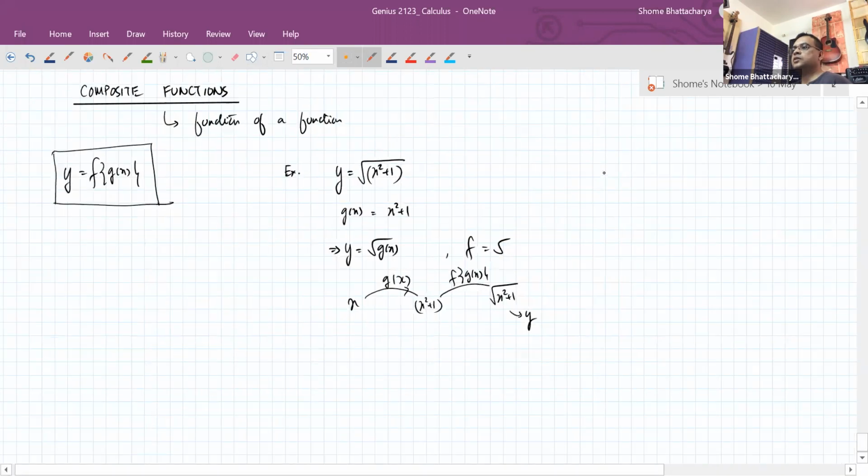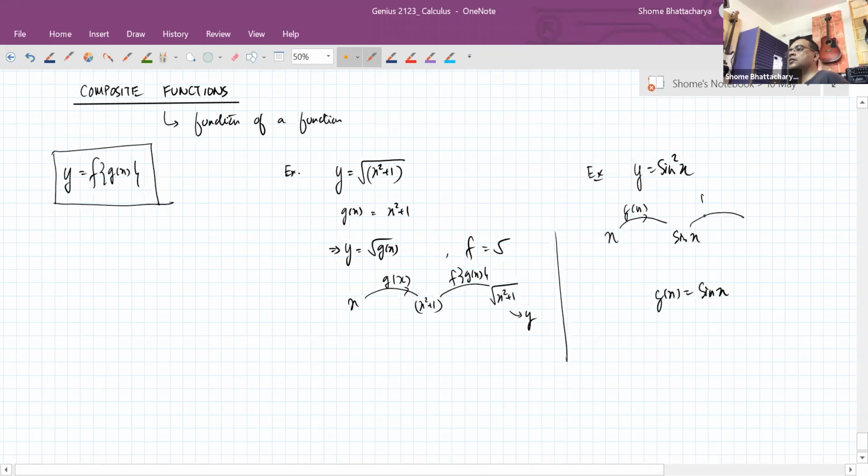Another example of this would be if we have y is equal to sine square x. Here, on x, we have first operated the sine function. So that means our g of x is equal to sine x. And then on that we have operated f, which is the whole square function. So f of g of x is g square of x. That's why it is sine square x, because f is the whole square function.